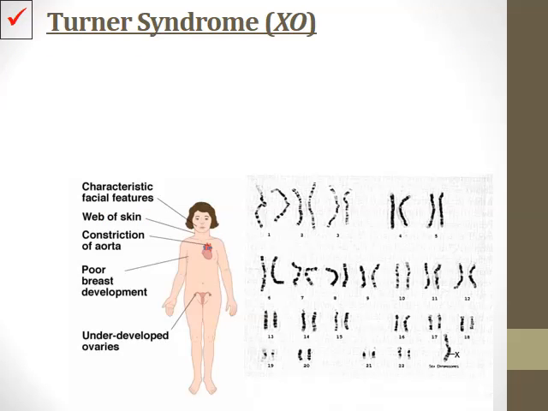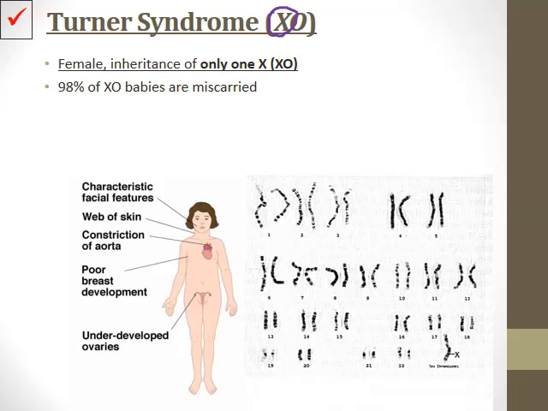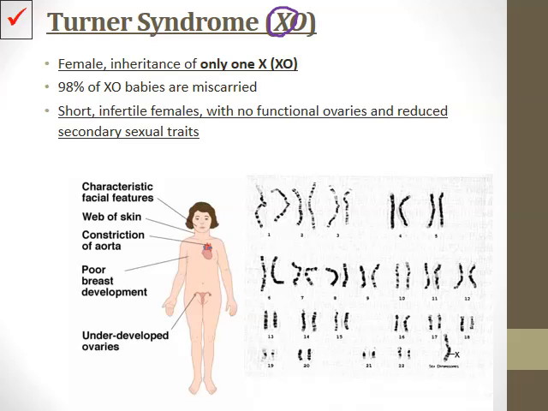The next one we're going to talk about here is called Turner syndrome, or XO. XO is unique because there's only 1 chromosome, and that's an X. So these only occur with females. And as we said before, it's the inheritance of only 1 X chromosome, and that's it. 98% of XO babies are miscarried. It's very rare for the child to actually survive. However, if they do, these result in short infertile females with no functional ovaries and reduced secondary sexual traits. And this can be treated but not cured with primarily hormone injections and surgery.